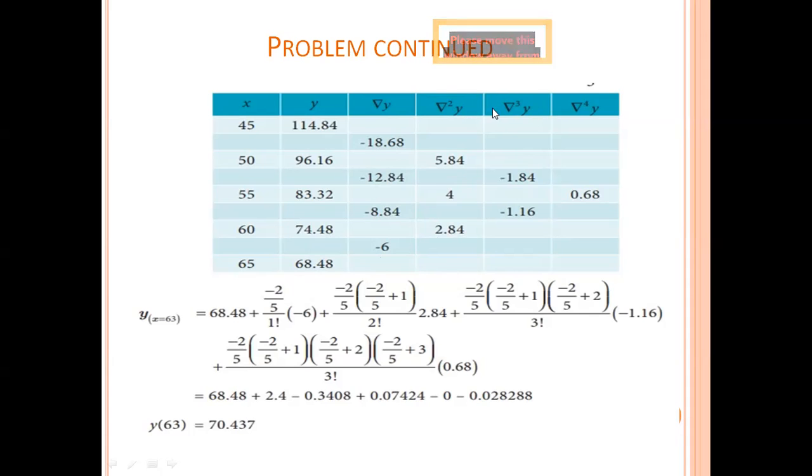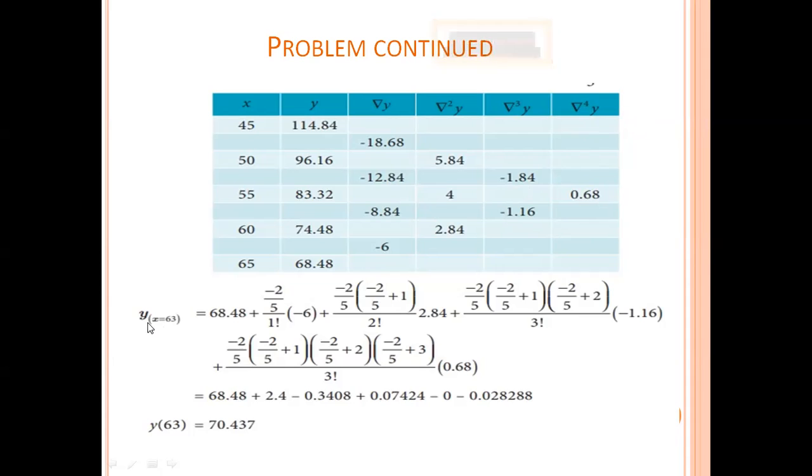Next we find the del cube y. 4 minus 5.84 is minus 1.84. 2.84 minus 4 is minus 1.16. Next we find del power 4 y. Minus 1.16 minus of minus 1.84 is 0.68. Here we can stop finding the difference values because the last column has only one value, so it is not possible to proceed to find del power 5 y.